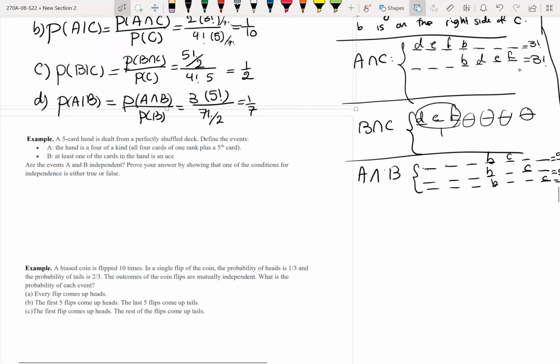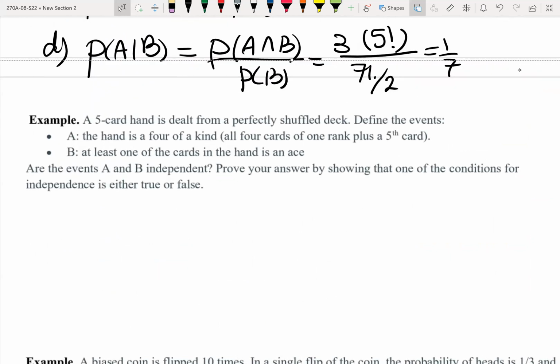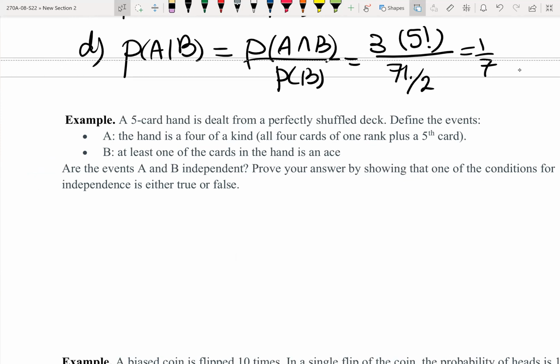So, a five card hand is dealt from a perfectly shuffled deck. Define the events A and B. Event A is four of a kind, and the fifth card is any card. Event B is that at least one of the cards is an ace. The question is whether they are independent or not. The same question: you have to get the conditional probability and then the probability of A.